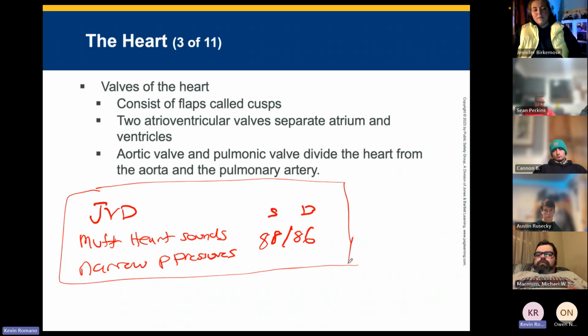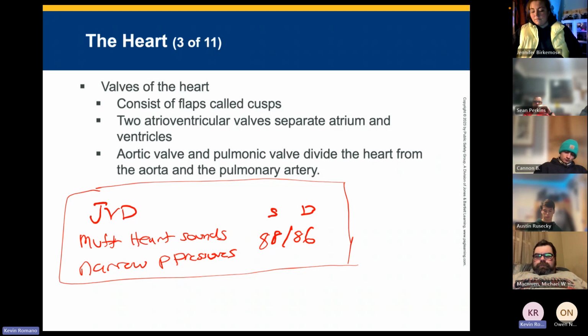These valves consist of flaps called cusps. The papillary muscles attached to each ventricle then send small muscular strands called chordae tendineae to the cusps. The two semilunar valves, the aortic valve and pulmonic valve, divide the heart from the aorta and the pulmonary artery. The pulmonic valve regulates blood flow from the right ventricle to the pulmonary artery, whereas the aortic valve regulates blood flow from the left ventricle to the aorta. Hint, hint, know the valves that are there.